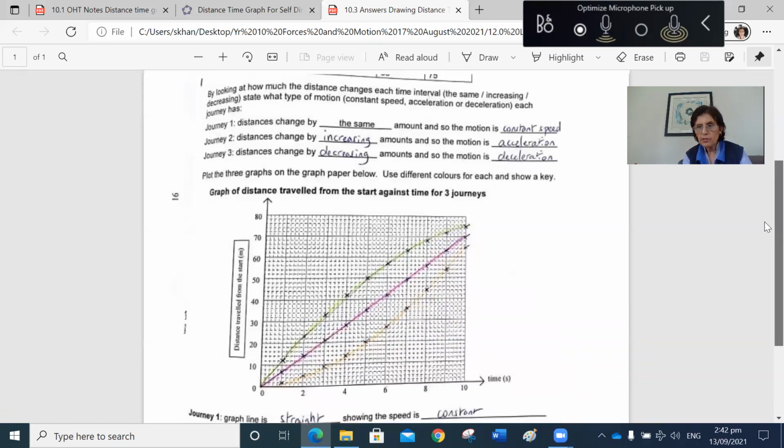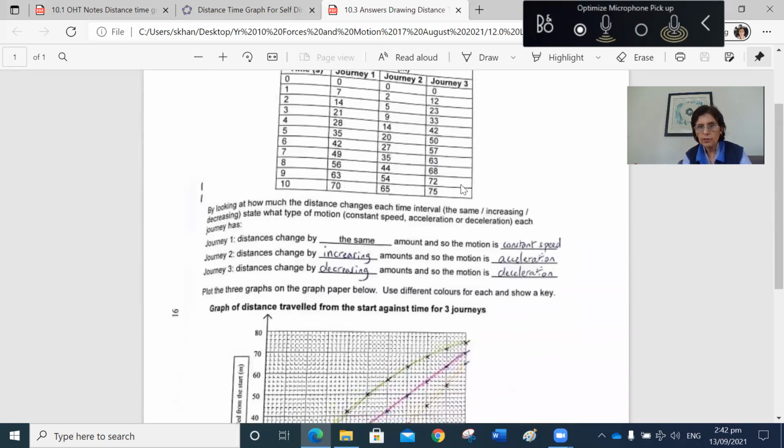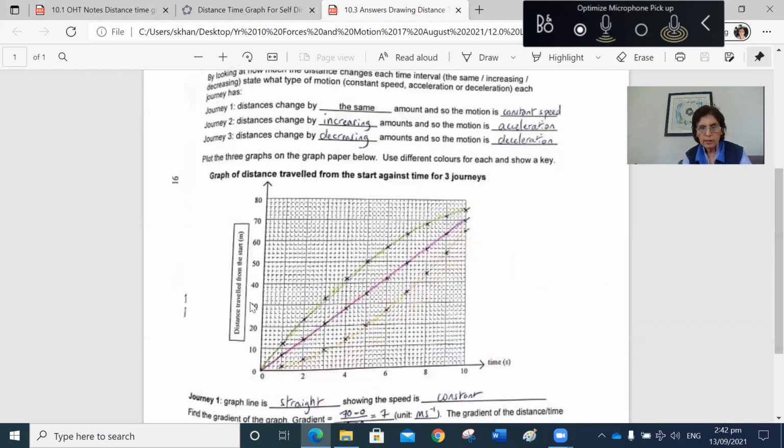The third information which we saw here, if we plot this one, we get this green line. In the green line, the curve is a downward curve. A downward curve means that the car was slowing down because the slope is decreasing. It is becoming less and less steep.